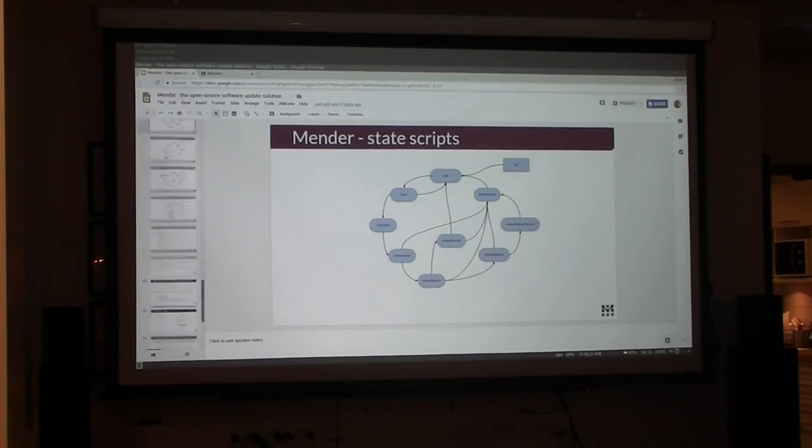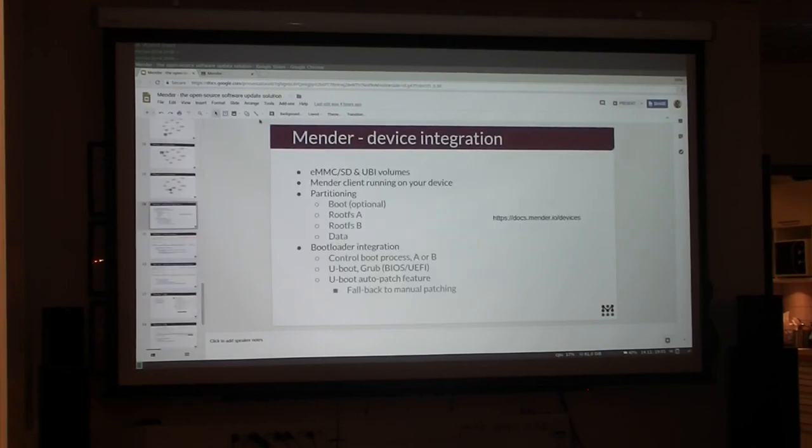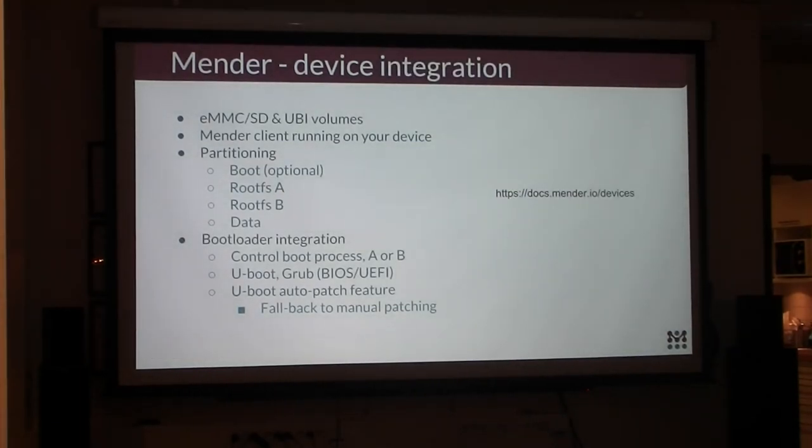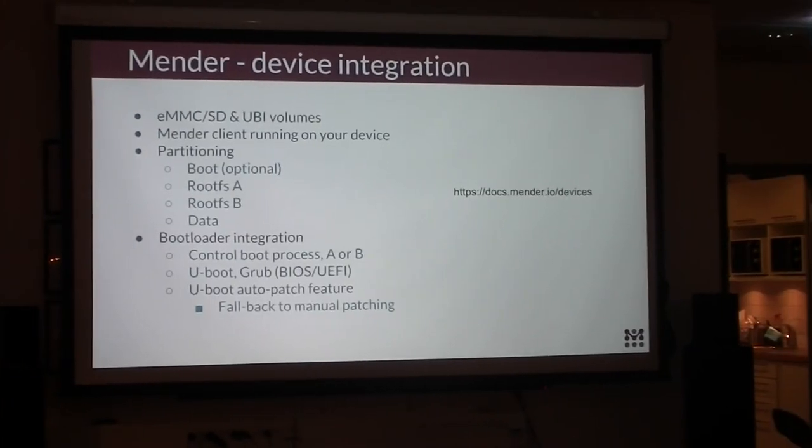This is all great, right? But how do you get it on your device? So far we've been using an emulator device. There are some requirements. We support standard storage mediums, like eMMC and SD, where you run extra processing. We also support more raw flash, like UBI volumes. So you need the Mender client on your device somehow.